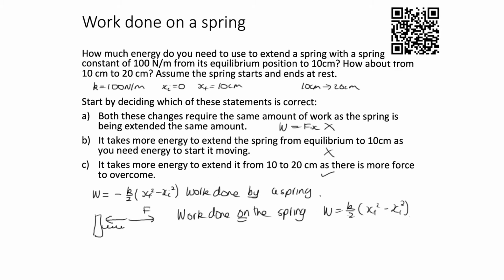Okay, so let's actually calculate this now. So to calculate it, we can just substitute into our equation. So how much work do we need to do to extend it from 0 to 10? We can just put this in. So we've got 100 over 2, substituting in my 100 for k, times the final location, which is 10 centimeters, minus the initial location, which is equilibrium, so 0. So solving this, I get 0.50 joules is done on the spring.